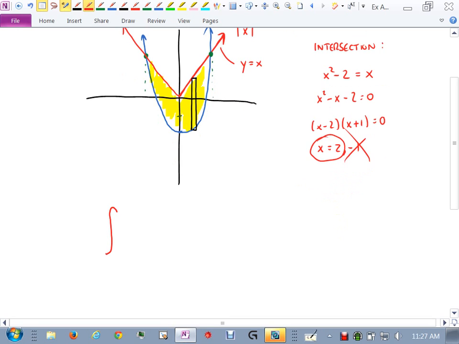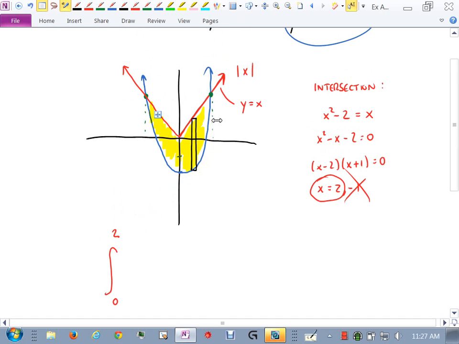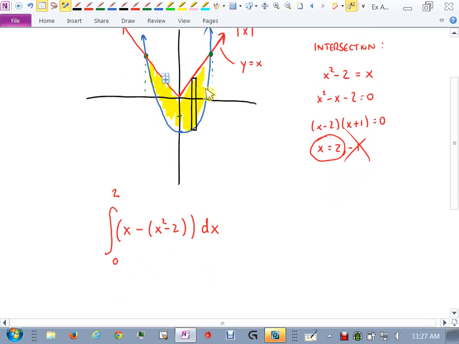It's the integral from 0 to 2 of the top function minus the bottom one. Top one being x, not absolute value of x, right? Just x, minus the bottom one. The bottom one was x squared minus 2. Make sure you put a parenthesis there. dx. That would be the area of just the right side, correct? So I will double that answer. So just put a constant in front, 2, and that doubles the answer.